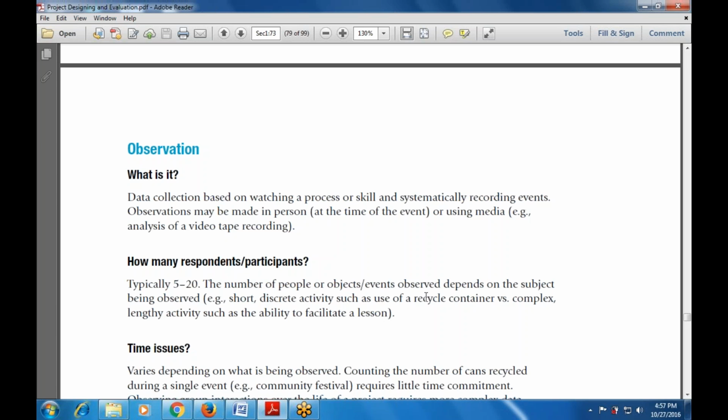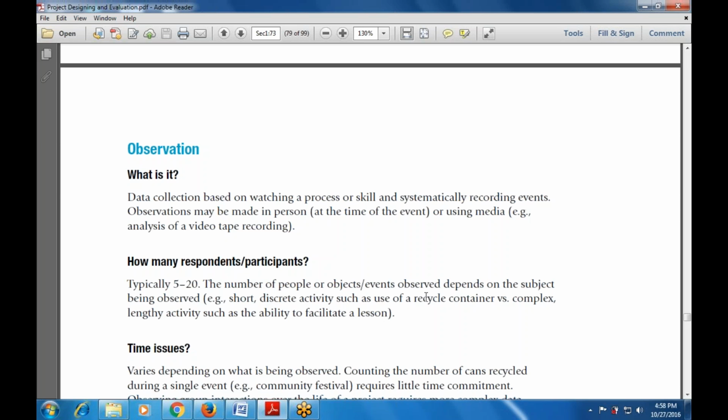The number of people observed depends on the subject being observed. Subject being observed means whatever the tool, whatever the data acquired, and whatever relevant knowledge is required depends on the subject being observed. That may be a short, discrete activity, such as a recycling container, or a complex, lengthy activity such as the ability to facilitate a lesson.